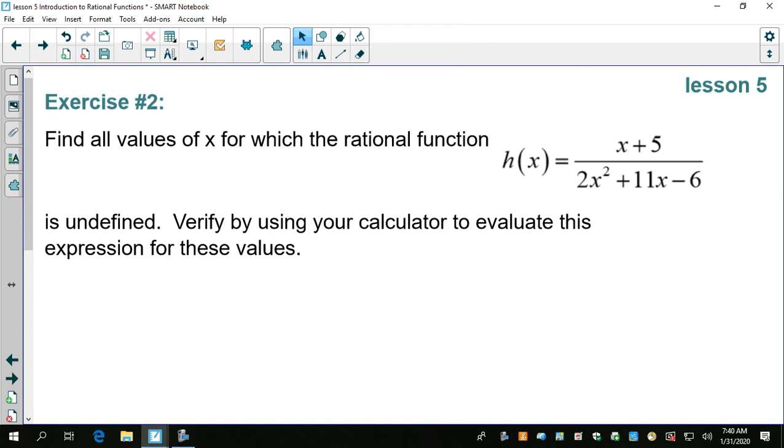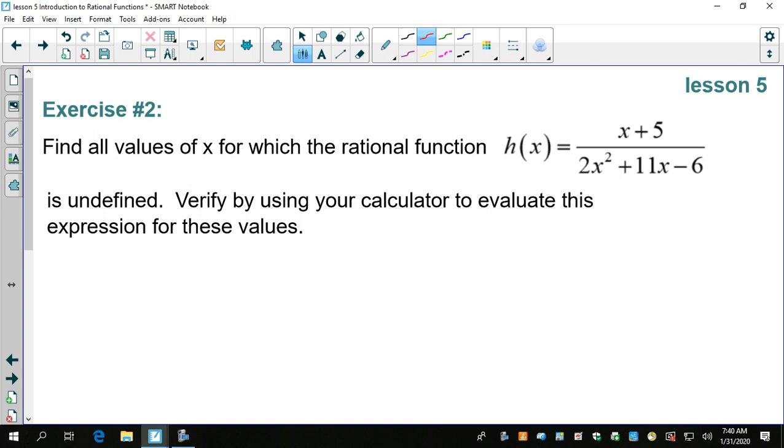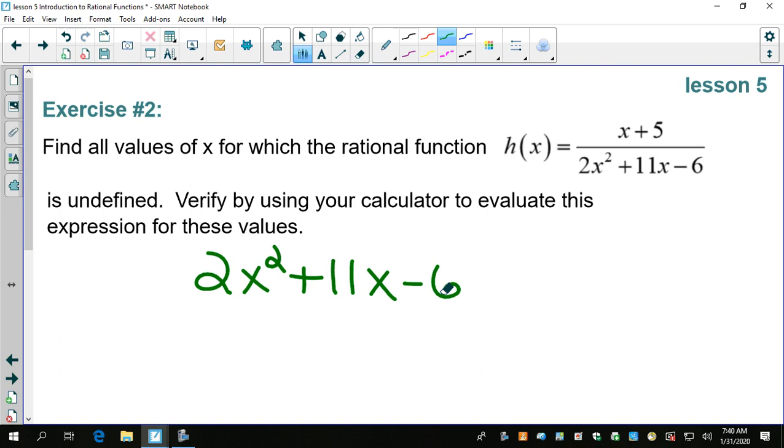Okay. So, all right. Now, this question says, find all values of x for which the rational function, why are they calling it a rational function instead of a rational expression? Because it's h of x. Is undefined. Verify by using your calculator to evaluate this expression for these values. Okay, so when is a fraction undefined? When the denominator is 0. Just take the denominator, set it equal to 0, and then find the values of x. Yes, that's it. So the numerator doesn't matter. You want to know when the denominator is going to be equal to 0.